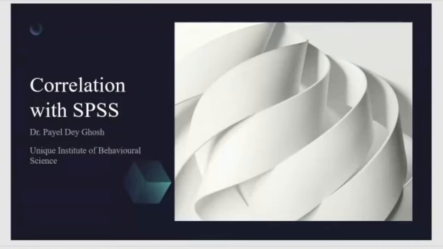Okay. So today we'll discuss how to calculate correlation using SPSS. And also I will discuss how to draw a scatter diagram. Like I told you in the last class, I will discuss scatter diagram in detail with correlation. So first I will discuss how to draw a scatter diagram and how to interpret it, and then I will discuss how to calculate correlation with SPSS.